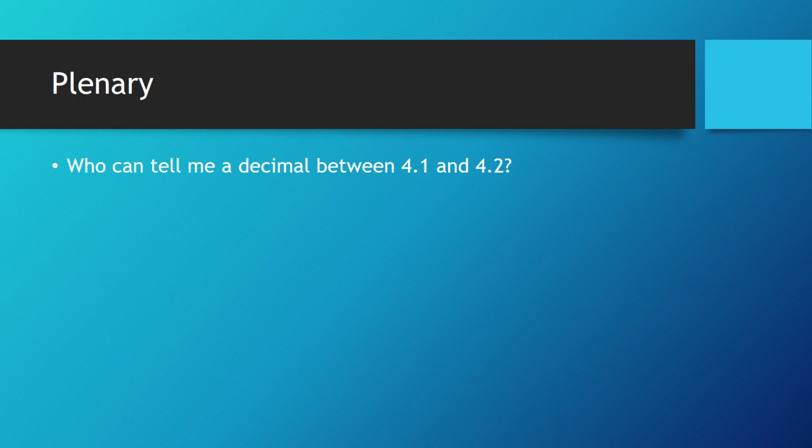Right, who can tell me a decimal between 4.1 and 4.2? Okay, you will need this for tomorrow, so it's a little bit of a heads up for tomorrow. But what I want you to do is in the comments section on your Purple Mash work, can you put the answer, please? So who can tell me a decimal between 4.1 and 4.2? Write your example down.